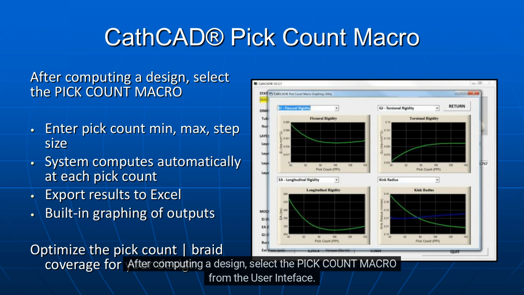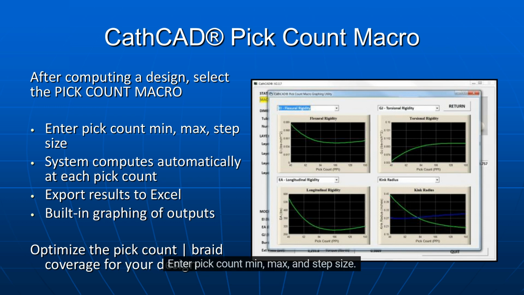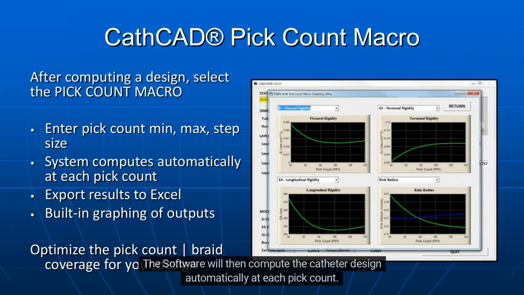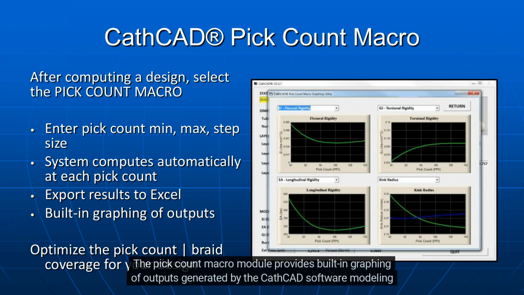After computing a design, select the pick count macro from the user interface. Enter pick count min, max, and step size. Next, the user shall select the OK button to execute the pick count macro. The software will then compute the catheter design automatically at each pick count. The results from each pick count execution is exported directly to Microsoft Excel. The pick count macro module provides built-in graphing of outputs generated by the CathCAD software modeling engine.